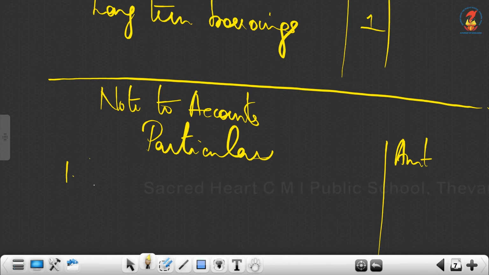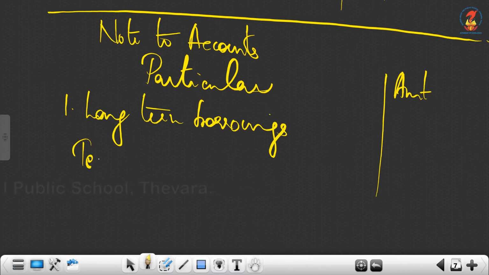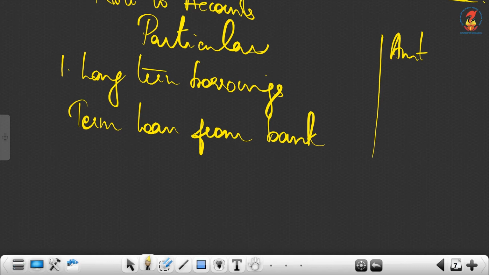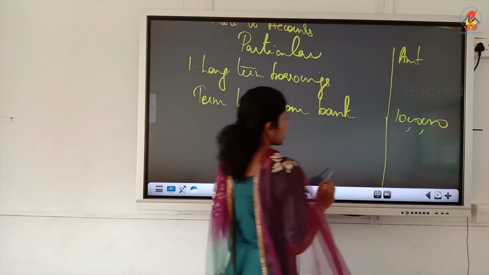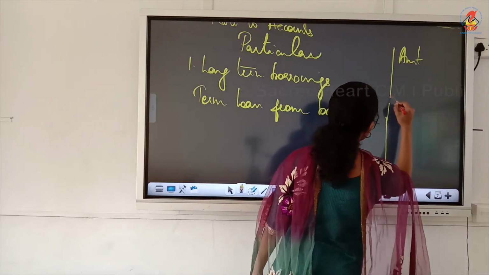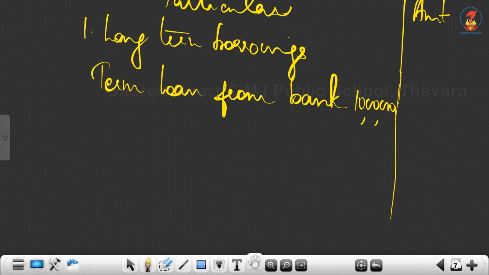We are taking the same values here also. So under long term borrowings, below that we have to write term loan from bank. Okay, term loan from bank, we'll take the same figure, imaginary figure, that is 10 lakhs. In this method you write the 10 lakhs here. The term loan from bank is 10 lakhs.